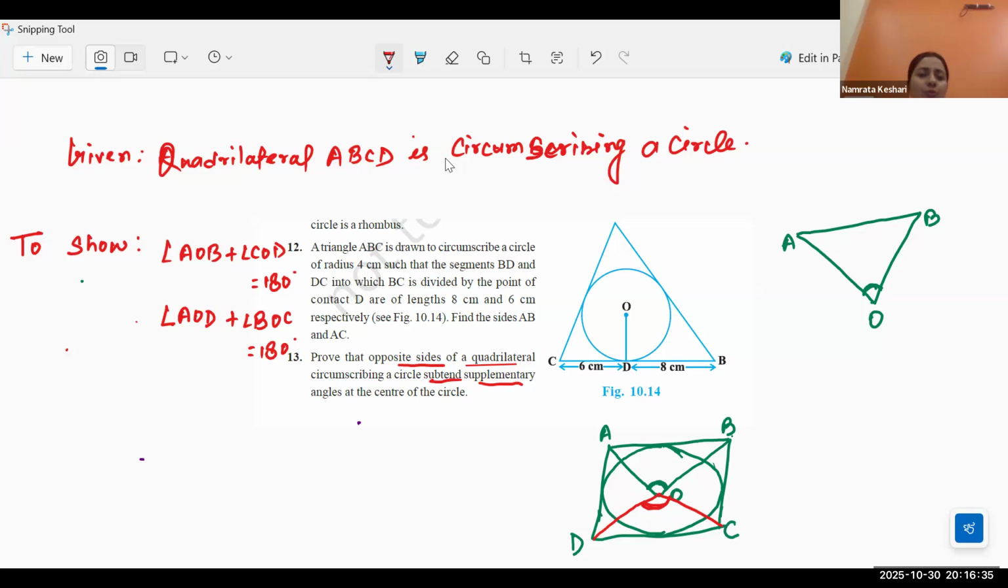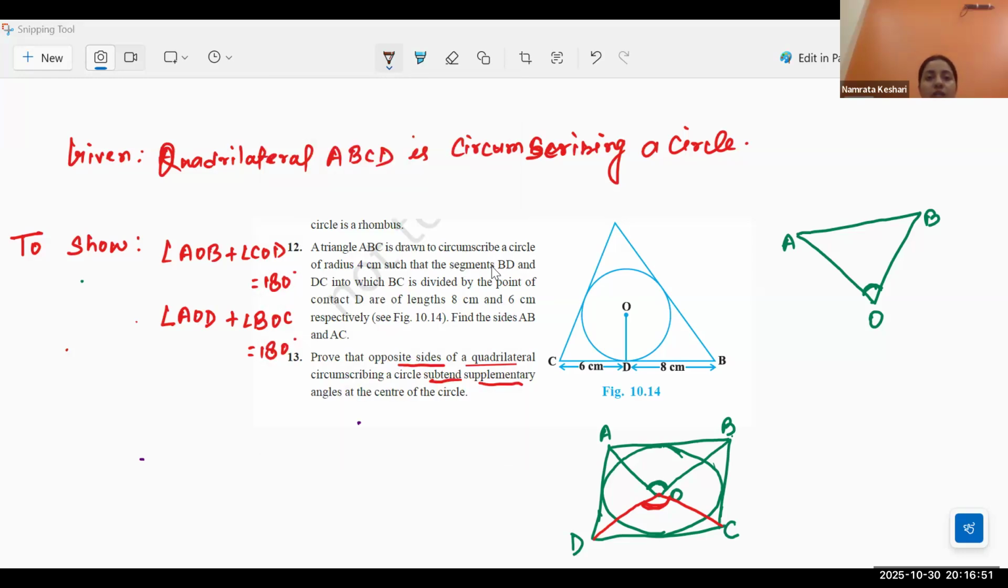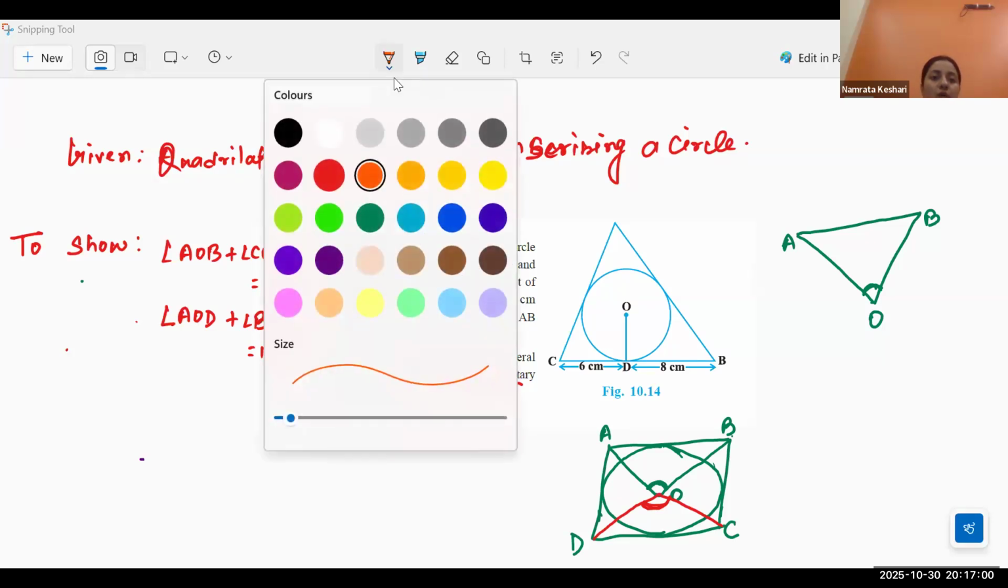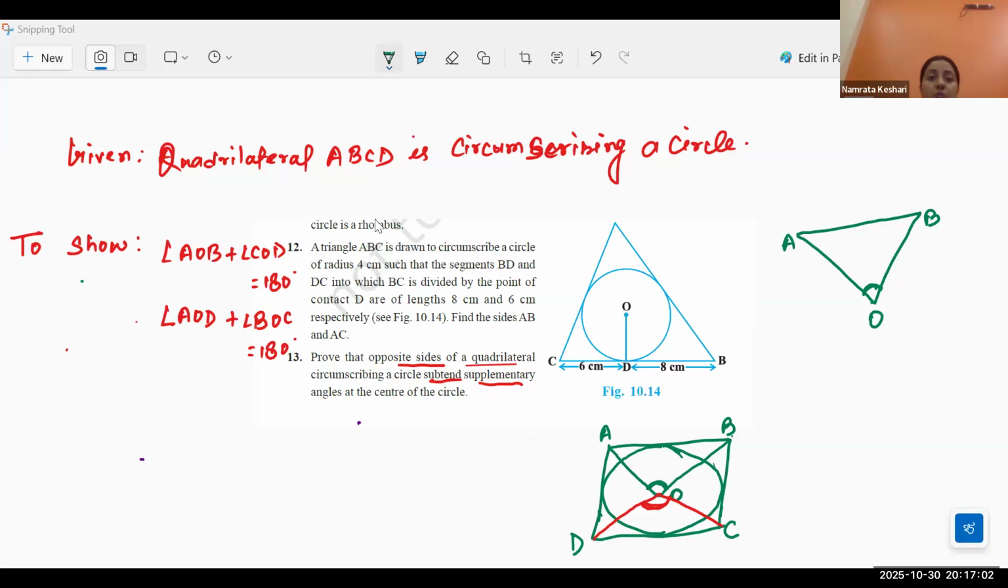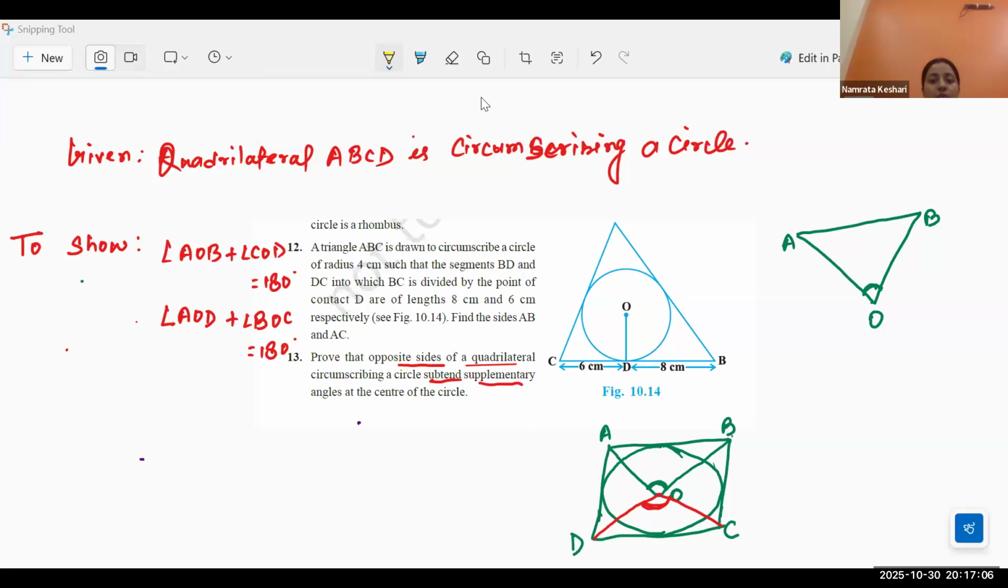Now we will think how to prove that these two added together is 180. You will be able to understand what to do using only two theorems you have learned in class 10. The first one is that the tangent is perpendicular to the radius passing through the point of contact. The other one is the external point theorem, that from an external point a maximum of two tangents can be drawn, and these two tangents must be equal in length. That theorem you have learned, so the same theorem we'll be using over here.